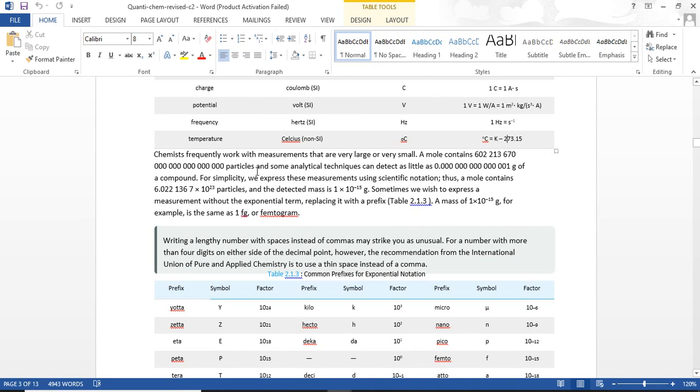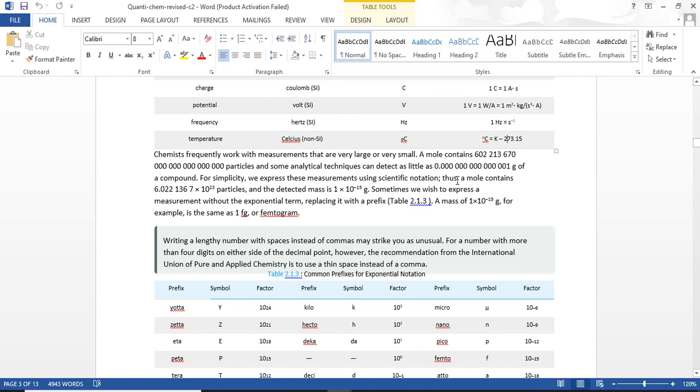Some analytical techniques can detect as little as 0.000, with 3, 6, 9, 12, and 14 zeros, grams of a compound. For simplicity, we can express this measurement in scientific notation.